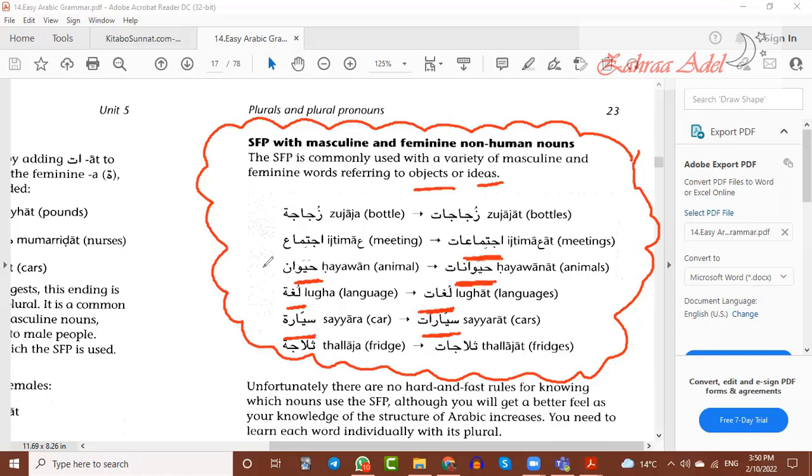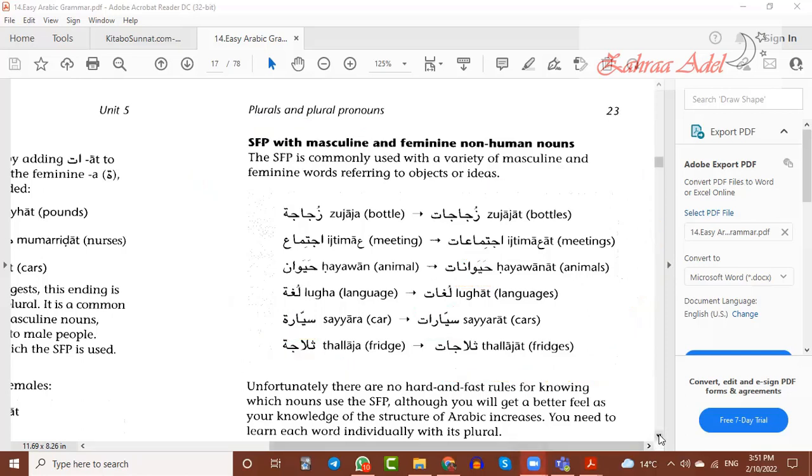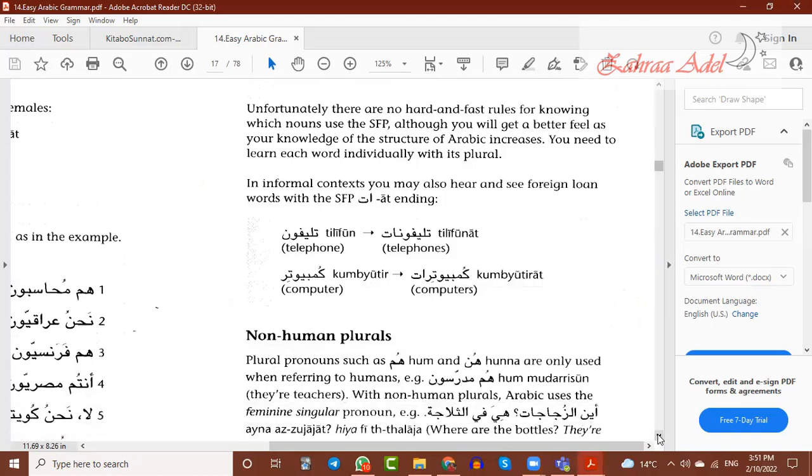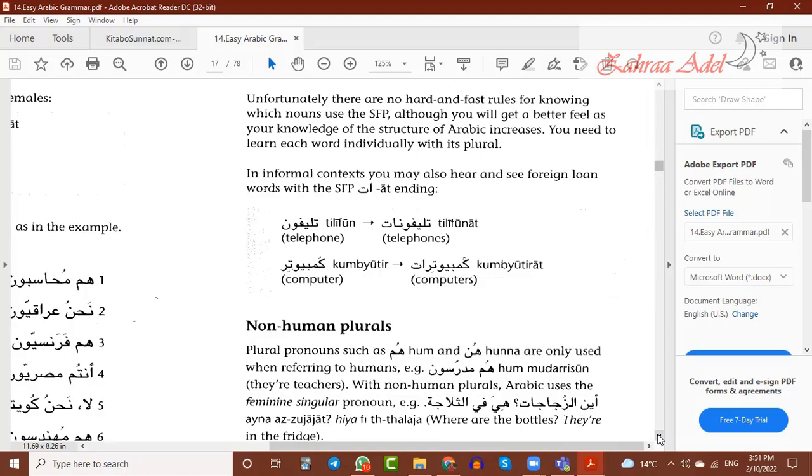What does it mean? If I say هذه سيارات, I don't say هؤلاء سيارات. I say هذه سيارات, these are cars, but I use the singular demonstrative هذه with it. Or I can say هي سيارات, like she's a car, but it's a plural. So زجاجة, زجاجات; اجتماع, اجتماعات; حيوان, حيوانات. The sound feminine plural in Arabic we can use for non-human words. Also the foreign words, like telephone, telefonat. Computer, computerat.